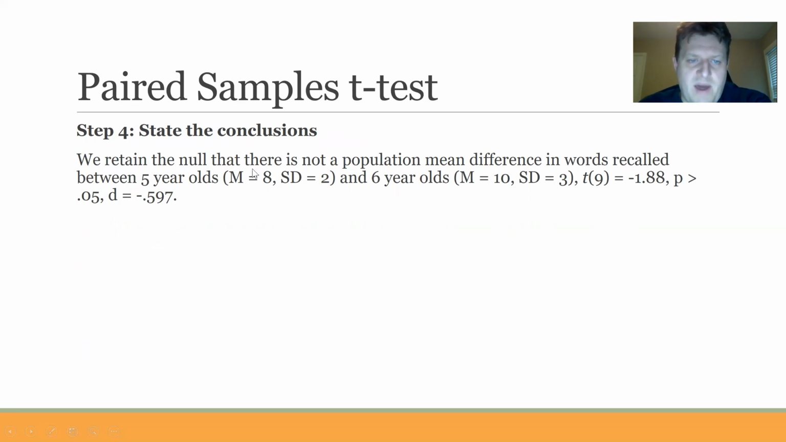So we're going to retain the null hypothesis that there is not a population mean difference in the words recalled between 5-year-olds, and I present the descriptive statistics, and 6-year-olds, and I present these descriptive statistics. t, in parentheses, the degrees of freedom, equals whatever the t-value is that I calculated. And p, since we retain the null hypothesis, we know that p has to be greater than 0.05. Okay. D, Cohen's d, is equal to negative 0.597. If I were to put this as positive, it would be perfectly fine.